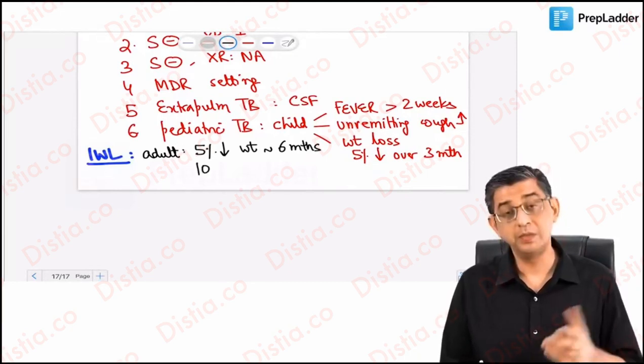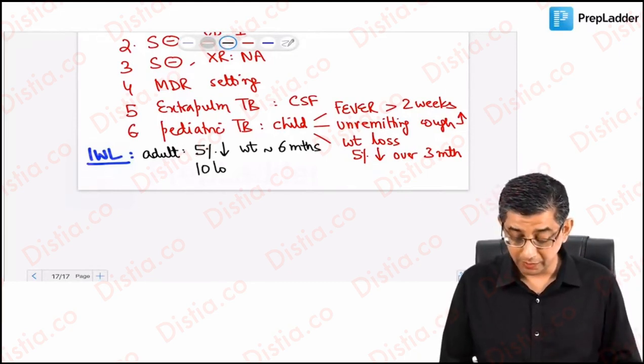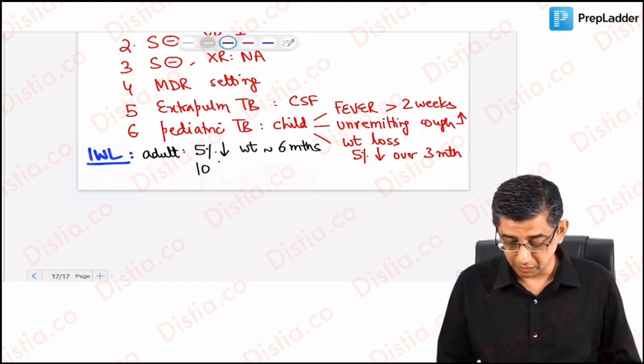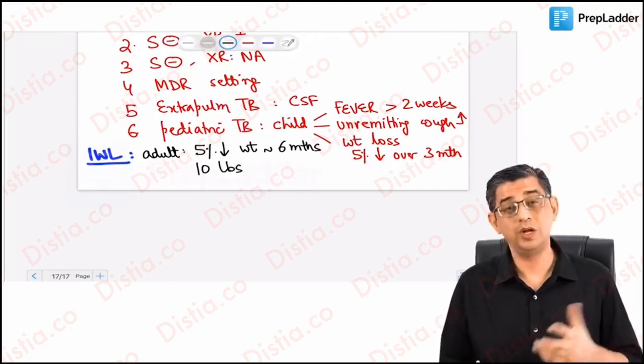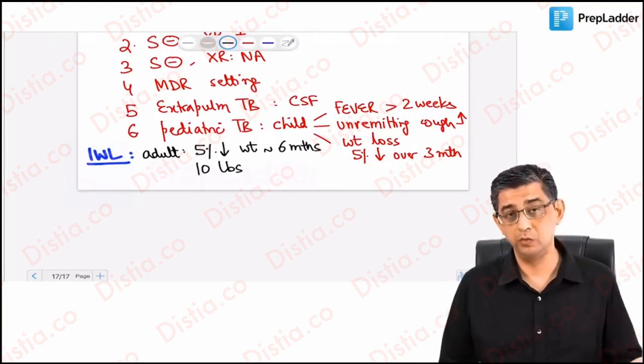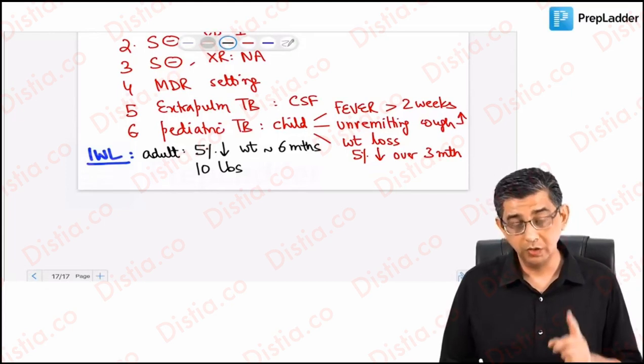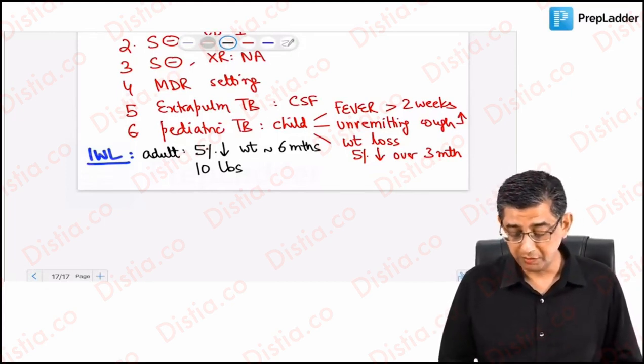And then what about 10%? Well, Harrison does not mention the word 10%. He rather says 10 pounds. You see, in America or Western countries, they don't follow the kilogram system like us. They measure their weight in pounds, right? So it is written as 10 lbs. That means 10 pounds. So you will notice the fact that there are two definitions given.